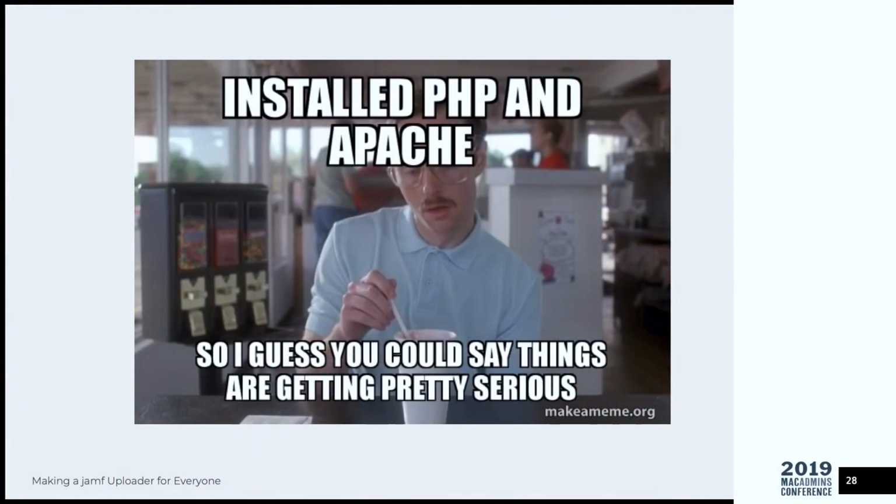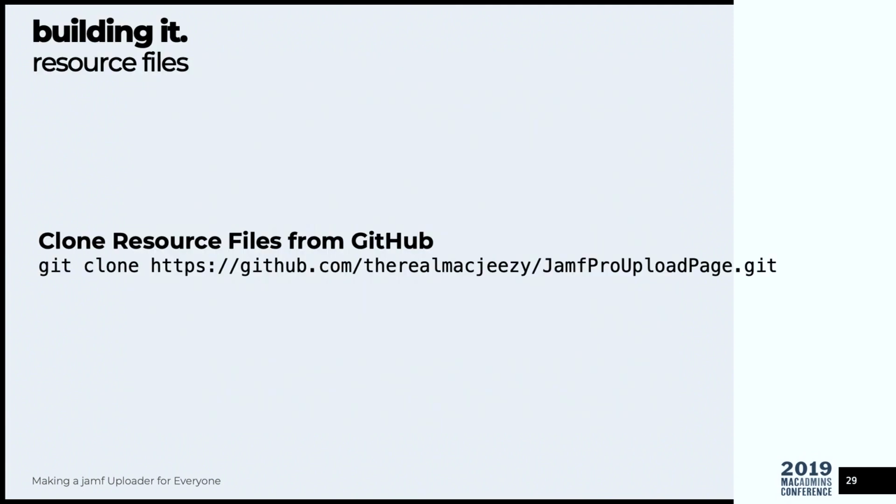So we installed Apache and PHP. Oh, we're getting serious now. What's next? Oh, we talked about the API account, and I use a throwaway account for testing, and then I switch it over to our service account for production. So now we have PHP, we have Apache, we have the service account.